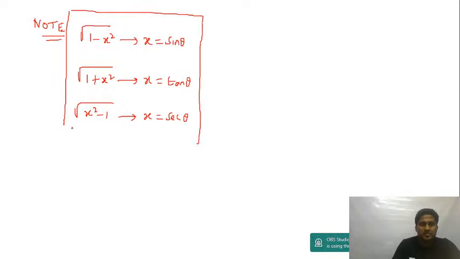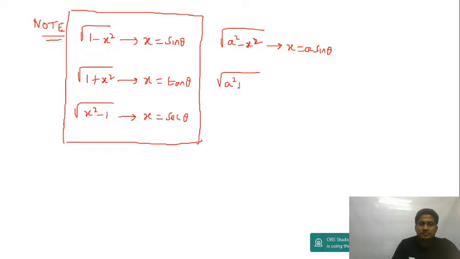In differentiation and integration, under the root if you have a square minus x square, then you put x is equal to a sin theta. Under the root a square plus x square, you put x is equal to a tan theta.